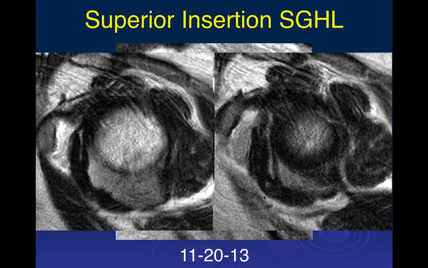The way I understand it, the superior and inferior glenohumeral ligaments are quite constant. It's pretty rare to have them absent. The middle one, however, is not. The middle glenohumeral ligament is quite frequently not present.